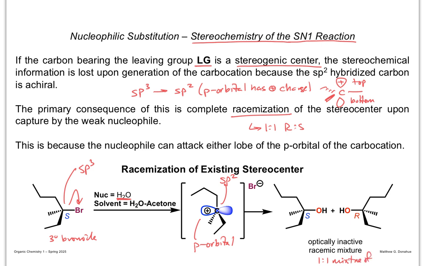So the one-to-one mixture of R to S, if you take those product alcohols, you put them in a polarimeter, the optical rotation is going to be 0. So the instrumental technique actually helps us understand that this mechanism is different. The fact that it ends up 0 means that the SN1 mechanism has to proceed through this intermediate that is unique to the unimolecular kinetics.